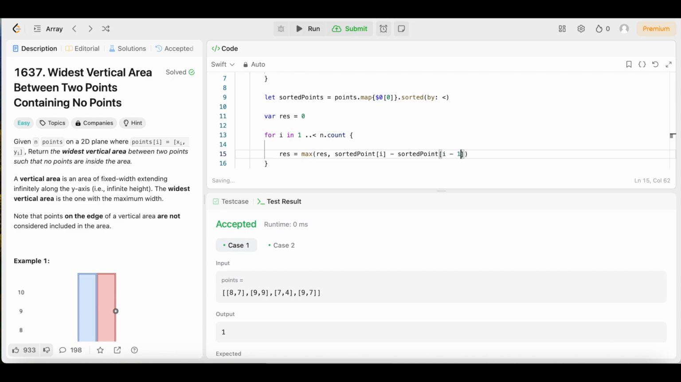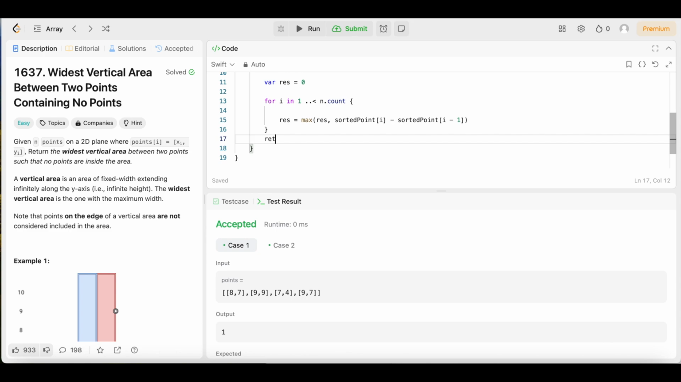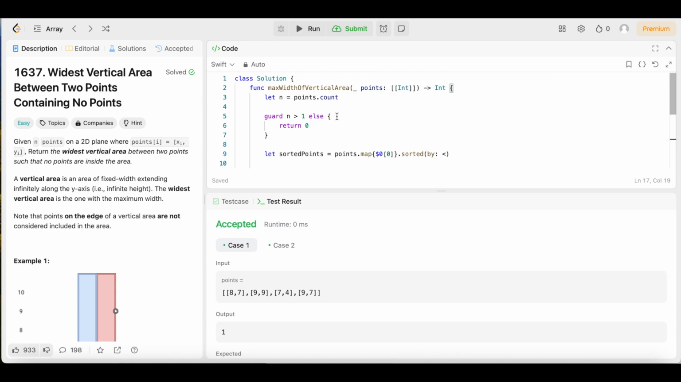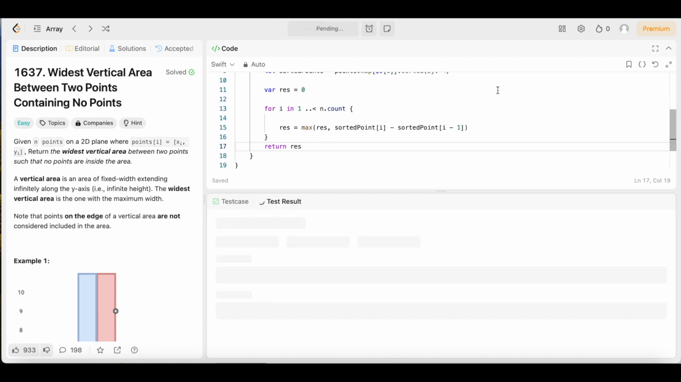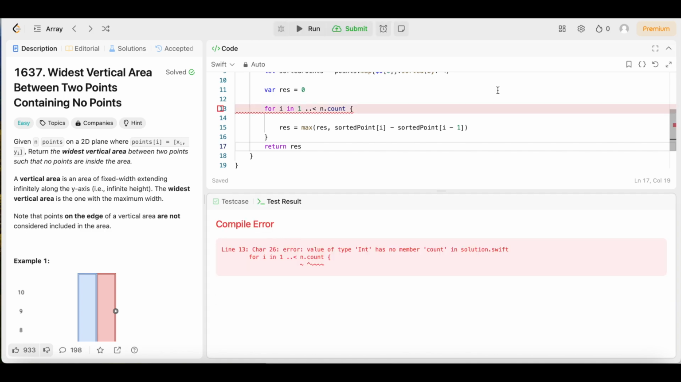That's going to give us the maximum value between those two, whatever the result is, or whatever the difference is between sortedPoints i and sortedPoints i minus 1. Whichever one is greatest, that's the one that we're going to return. Then we're going to come down here and we're going to just say return res, y'all. And that's all she wrote. Not too much code at all. Let's run it and see how it runs. Hopefully it runs well. Let's see.